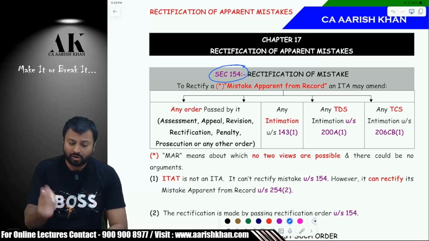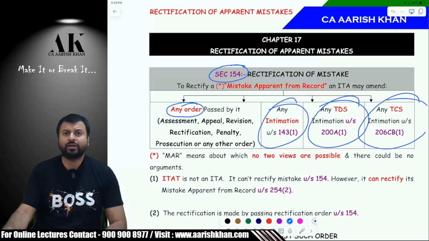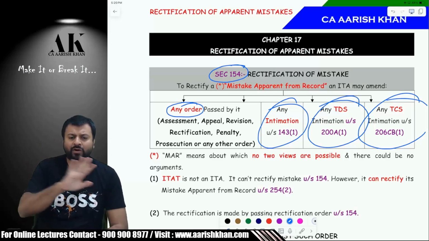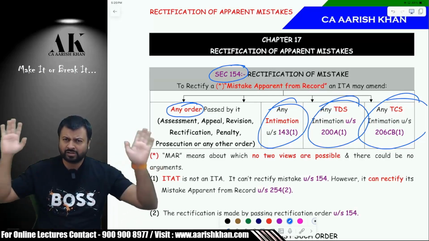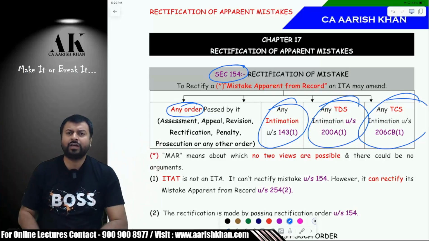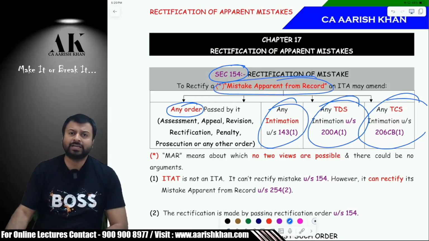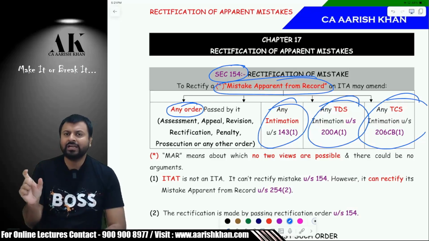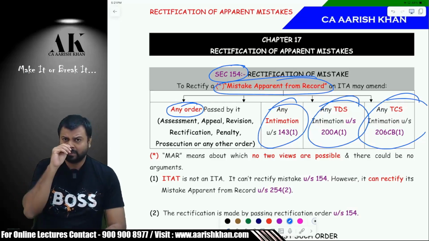So if there is any order which is passed by the income tax authority, or if there is some intimation which is passed by the income tax authority, the income tax intimation, the TDS intimation, the TCS intimation, or any kind of order, assessment order, appeal order, rectification order, penalty order, prosecution order, in that if there is an apparent mistake made by the income tax department, whoever made the mistake will rectify that order, okay? So there has to be an order or an intimation, of any type, and there has to be an apparent mistake.